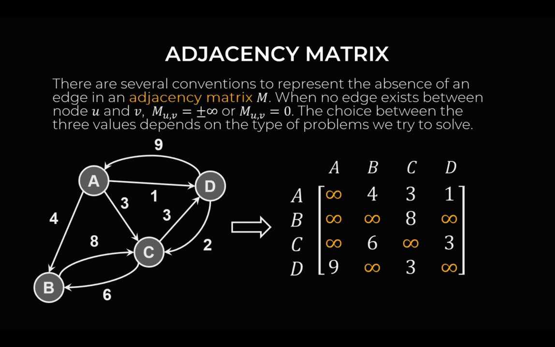There are several conventions to represent the absence of an edge in an adjacency matrix. When no edge exists between node U and V, M[U][V] is equal to plus or minus infinity or equal to 0. The choice between the 3 values depends on the type of problem we try to solve. It is usual to use negative infinity for a maximization problem, and positive infinity for a minimization problem.